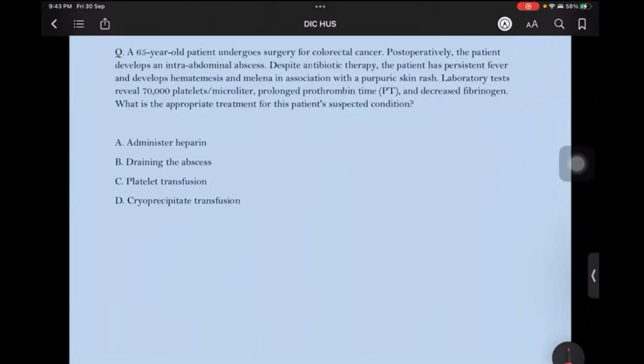Let's look at this question. A 65-year-old patient undergoes surgery for colorectal cancer. So see, a reference to cancer will always be there in a DIC question. Post-operatively, the patient develops an intra-abdominal abscess despite antibiotic therapy. This patient has persistent fever and develops hematemesis and melena in association with a purpuric rash. Now, the lab test shows a platelet count of 70,000, prolonged prothrombin time, and decreased fibrinogen. So it is a setting of DIC. Low platelets, low fibrinogen, and increased PT.